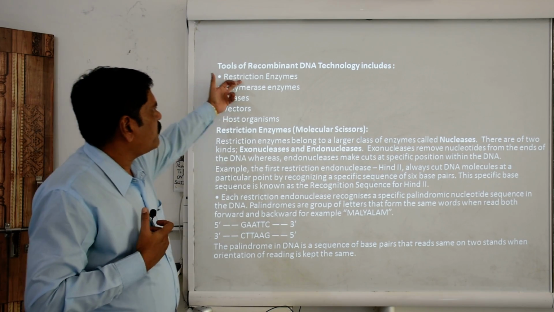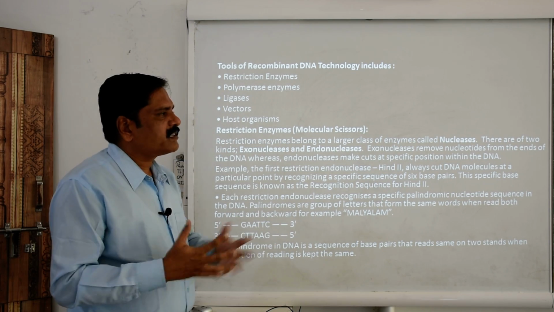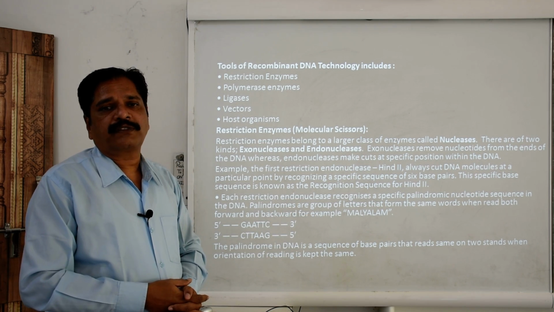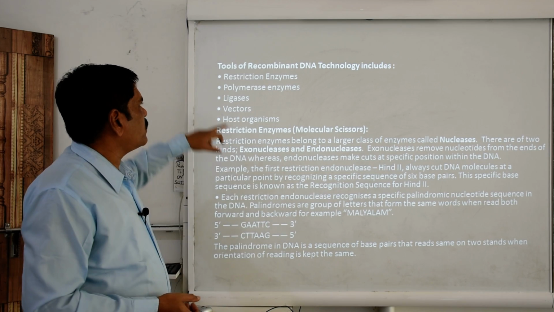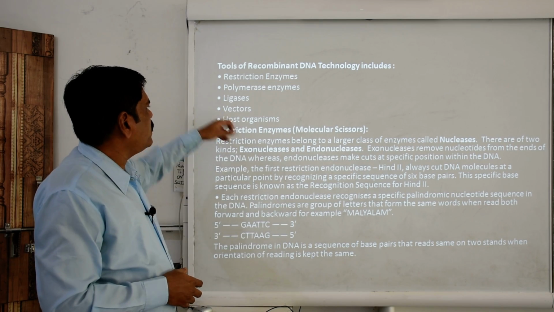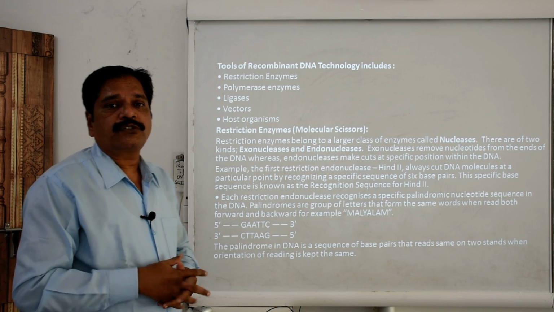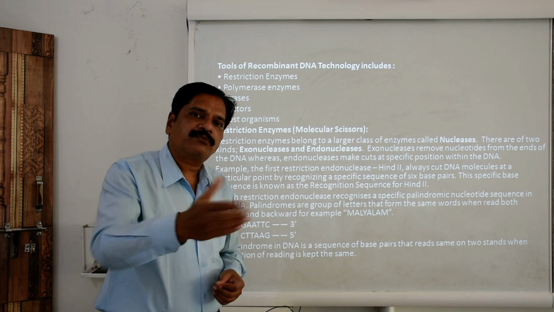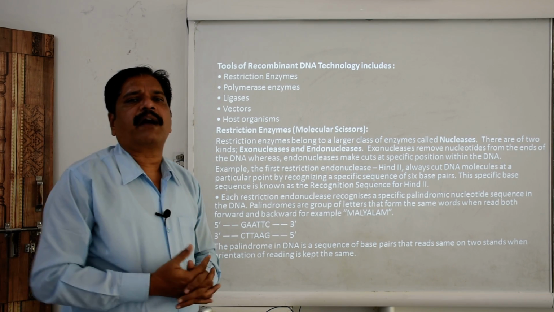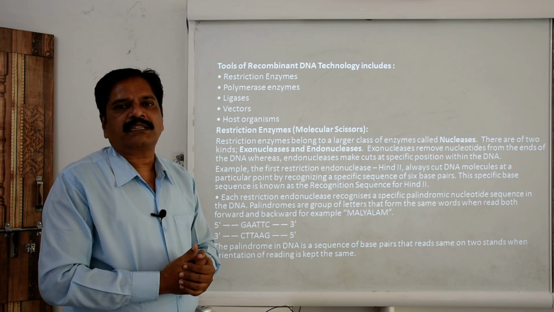Clear? In this, the first and most important tool is the restriction enzyme. As we discussed earlier, what is the restriction enzyme? Then the polymerase enzyme, which is responsible for the polymerization of nucleotides for the formation of a long segment of DNA. Then the ligase, which is considered the adhesive. Then the vectors. What do vectors do? They carry DNA from one generation to the next, or from one organism to the host organism. Clear? And finally the host organism, the suitable microbe which we need to multiply the copies of this hybrid DNA.